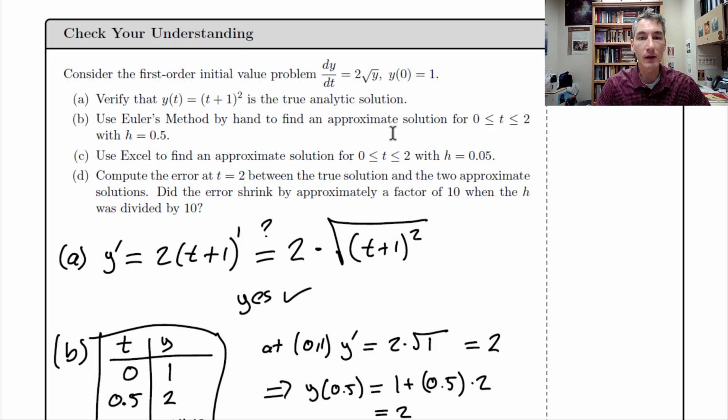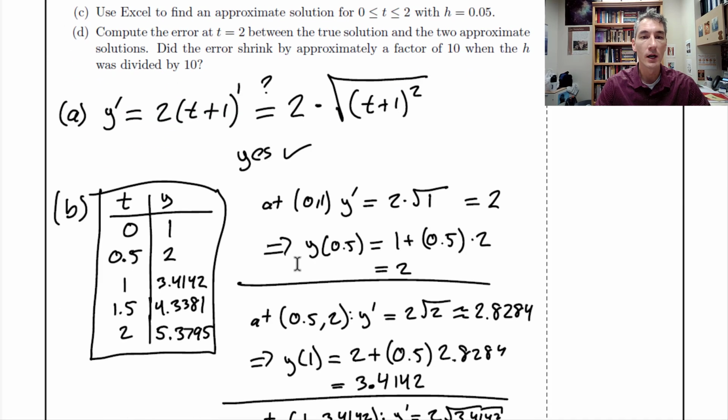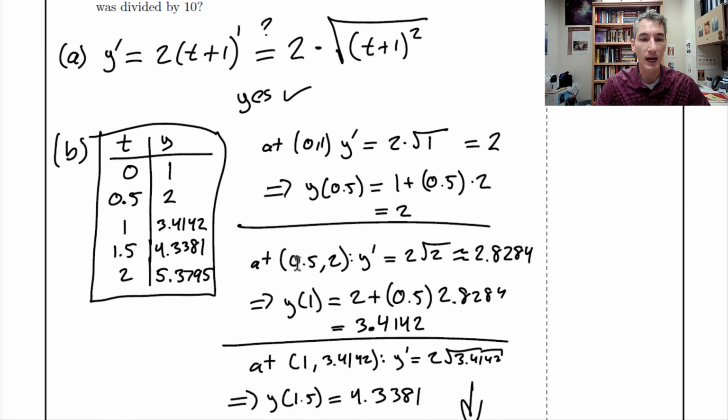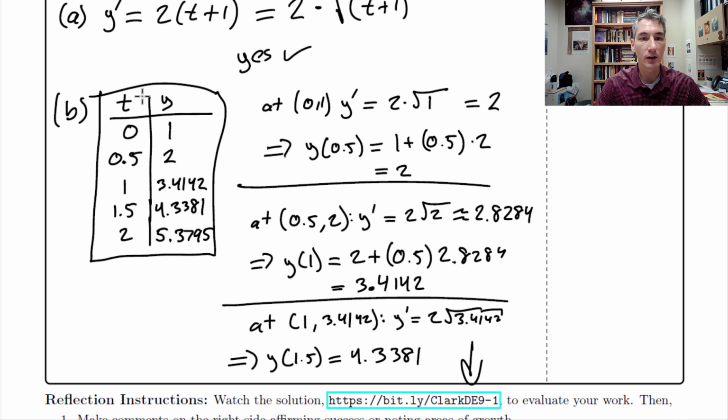For part B, they want us to use Euler's method by hand to find the solution from 0 to 2 with h set to be 0.5. If I work my way through that, my initial condition is the point (0, 1), and then the slope at (0, 1) is twice the square root of the y-coordinate, which is 1, so that's a slope of 2. My new y at 0.5 will be the old y, 1, plus h, 0.5, times the slope 2, and that gives me 2.